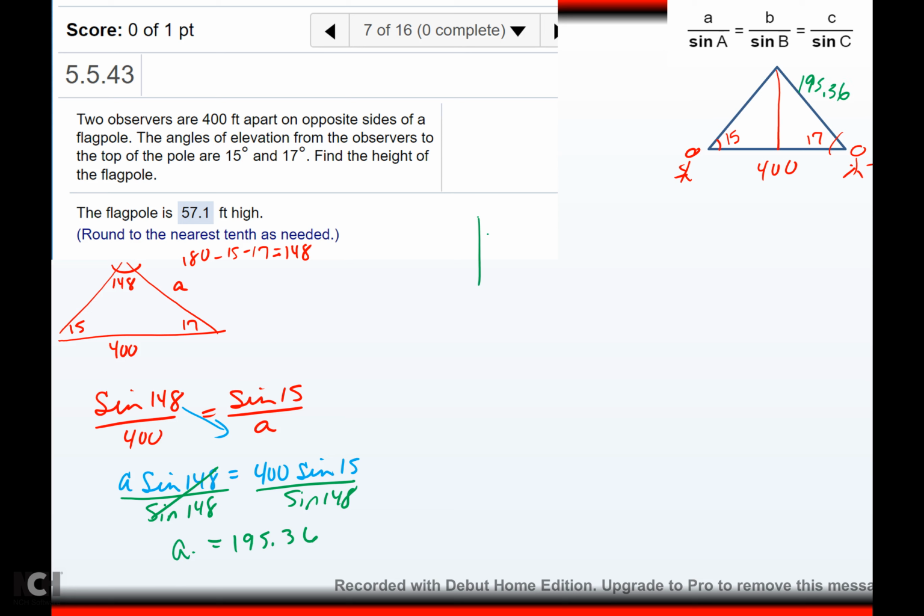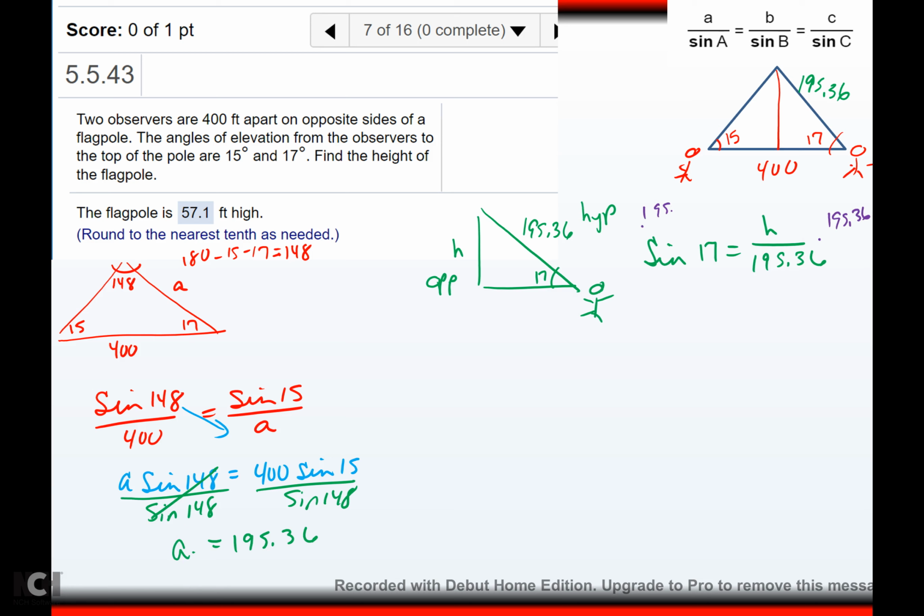Alright, so now that I know little a is 195.3648, I can draw this right triangle here, and I've got 17 degrees there, 195.36 here, and I want the height of the flagpole, so again, that's going to be opposite and hypotenuse, which is sine of 17 equals h over 195.36. So to solve this, I'm going to multiply by 195.36. And I get h equals 57.1.